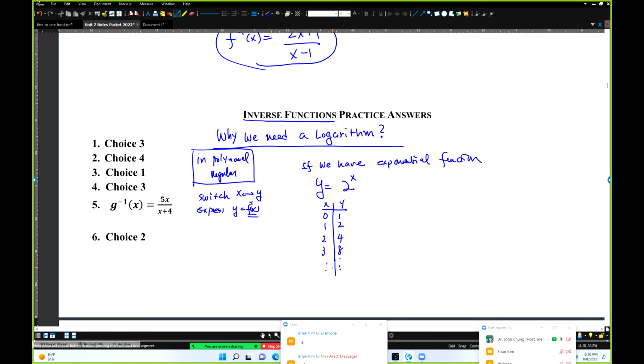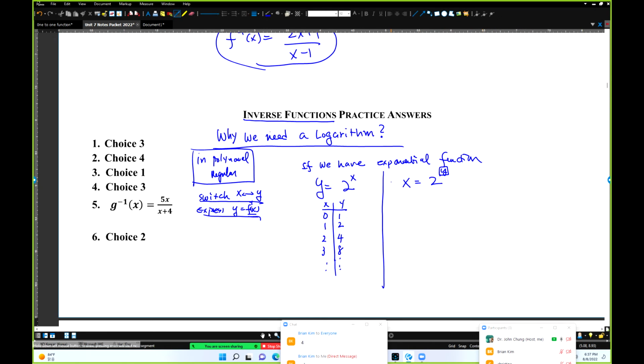Now, our problem is how we find the inverse of this one. Follow the same procedure: switch x and y. Now this is x equals 2 to the y. Oops, y is up here, not on the first floor. y is up on the second floor. How can you express y? For regular functions, to find y you can divide by 2, that's fine. But y is up there.